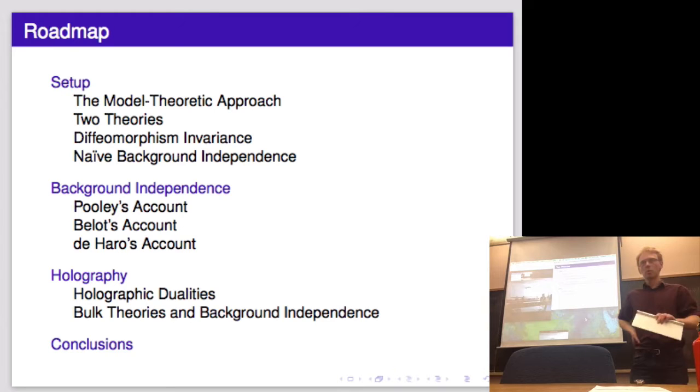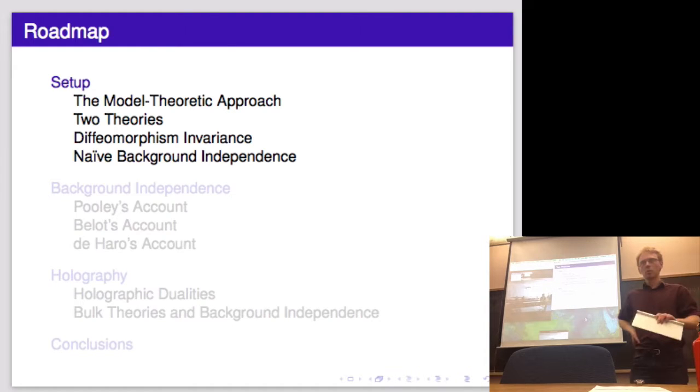So the way the talk's going to pan out is that in the first third, I just want to give some basic setup, talking about models of scientific theories. I want to introduce a notion of diffeomorphism invariance, because this concept's intimately tied up with background independence. And then I want to talk about some naive definitions of background independence, which can be seen to fail for fairly obvious reasons. On the back of that work, in the second part of the talk, I'm going to talk about three more sophisticated definitions of background independence, those due to Pooley, Belot, and Dahar. And then in the third part of the talk, I'll apply that to the case of bulk theories in gauge gravity dualities in order to assess whether they are background independent or not. So let's start with the setup.